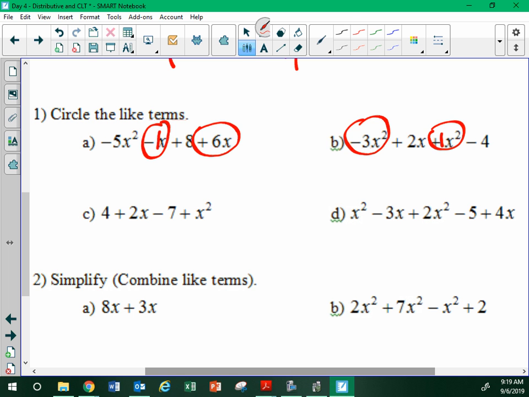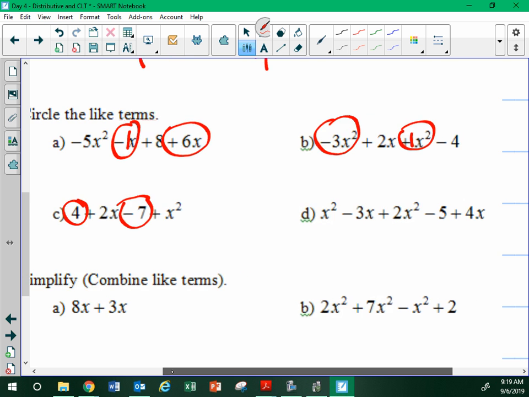Ooh, good. 4 and negative 7. They don't have any letters with them. We can combine them. Those are just normal numbers. That's back to elementary school, right? We can add those together. Although, we didn't have negatives in elementary school. That's back to 7th grade. But it's just numbers. We can combine those together.